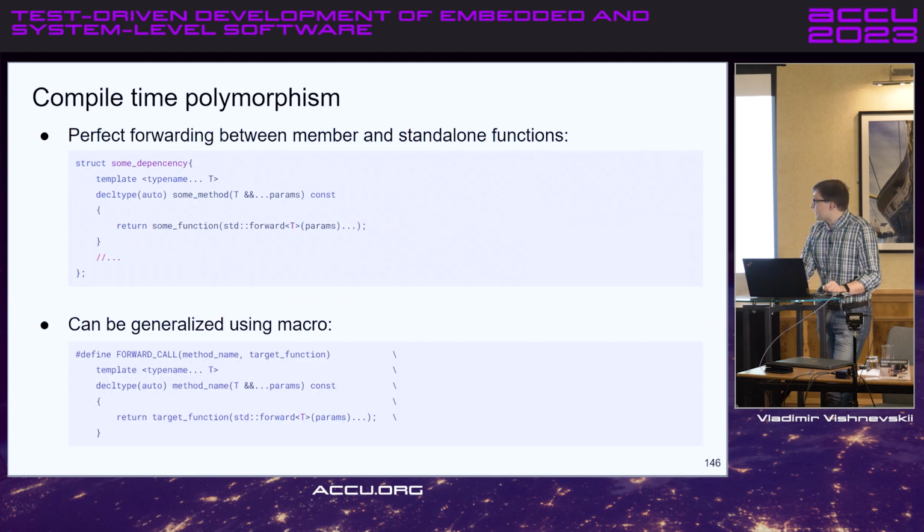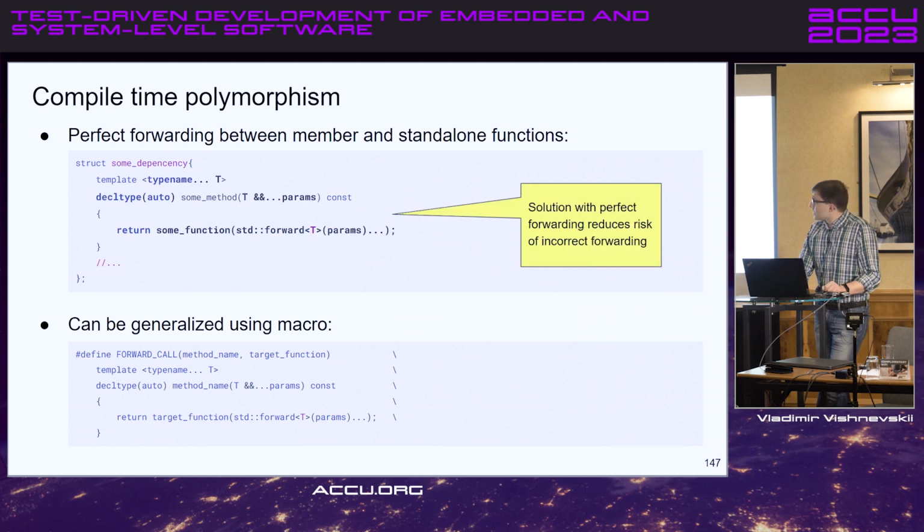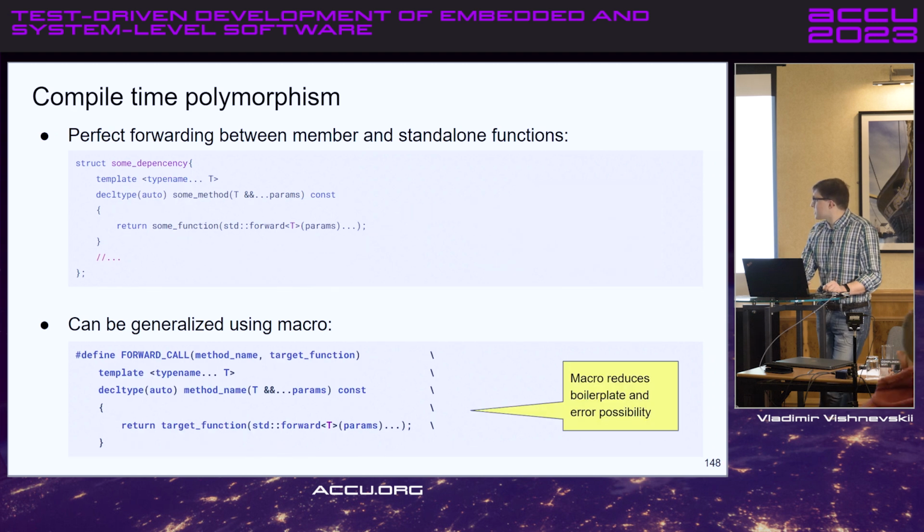So the solution theoretically to that can be to use perfect forwarding of the function arguments and the return type. So here in the dependency, we just define some function that will be forwarding everything there and back, into some function and then forwarding the return type. Decltype(auto) to support also the C++ functions that return references. And this can be also generalized using a macro. I think that for this particular purpose, it can be quite convenient.